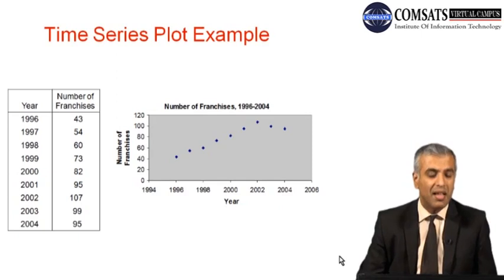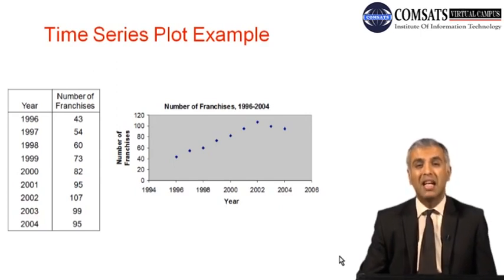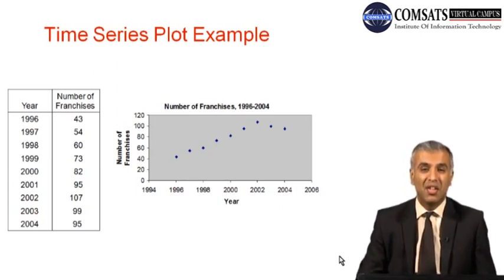We have seen that on the left side the year is given, and on the right side the number of franchises is stated. So we have plotted the year on the x-axis and the number of franchises on the y-axis. When we plot these values over a certain time period, they give us a trend of data over that period of time.